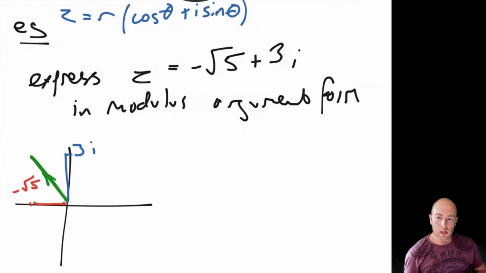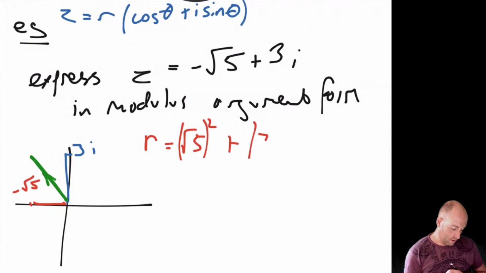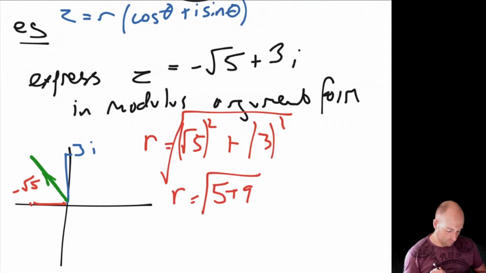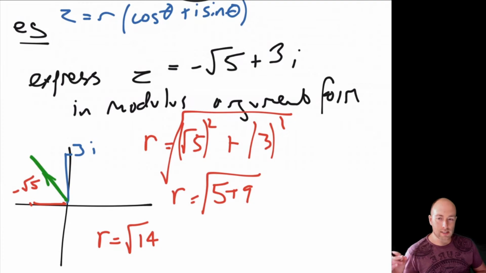So if I want to find r, that's going to be the magnitude, so I'm going to do r equals √5 squared. That does happen, George, don't worry. Plus 3 squared. Notice I'm skipping the signs there. So r is going to equal 5 plus 9, square rooted. So r is going to be √14. And I would just leave it as an exact value.